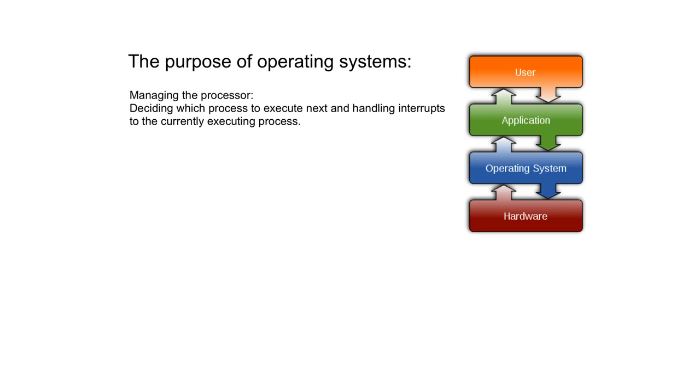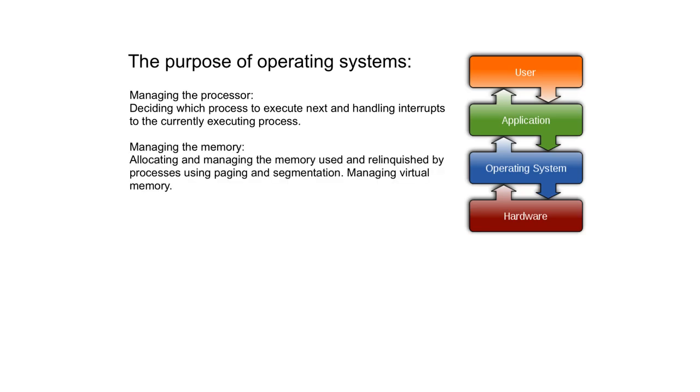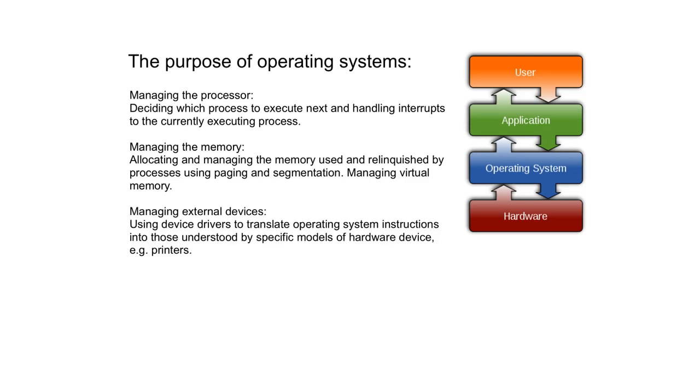The first is managing the processor, deciding which process to execute next, and handling interrupts to the currently executing process. The operating system also manages the memory. It allocates and manages the memory used and relinquished by processes using paging and segmentation, and it manages the virtual memory. The operating system manages external devices.